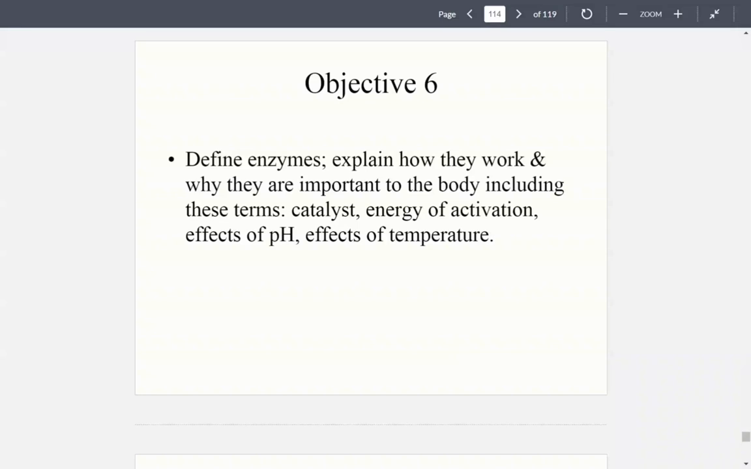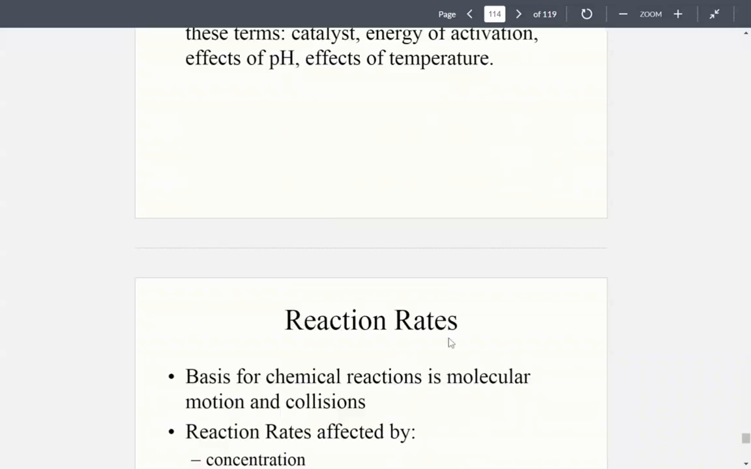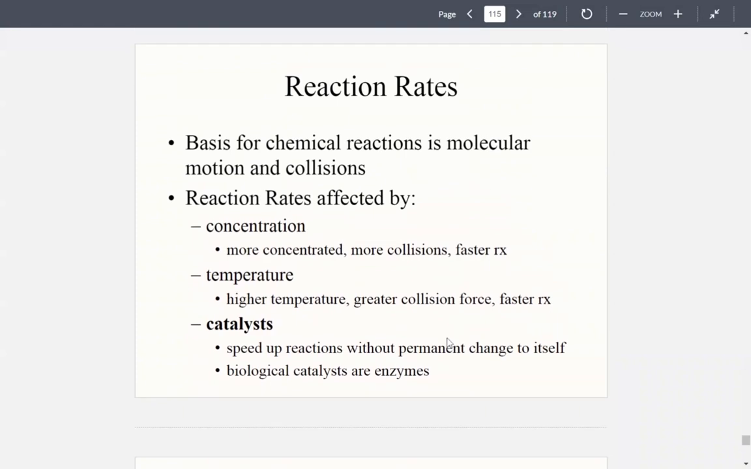All right, let's go ahead and finish up Unit 2. So, when we are talking about reactions, dehydration, synthesis, hydrolysis, whatever the case may be, this is a reaction. Reactions are going to have rates. Now, these rates are going to be affected by concentration and temperature and something known as catalysts.